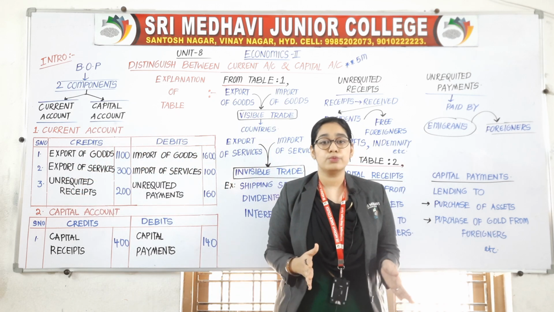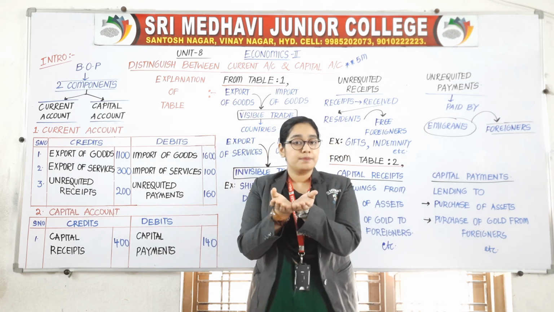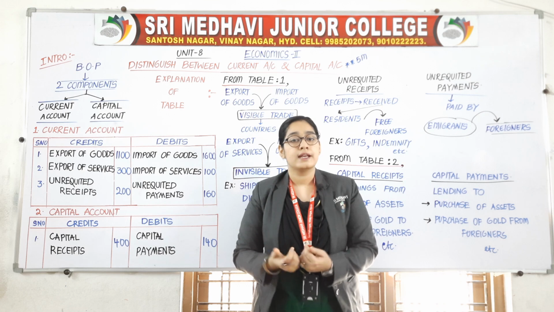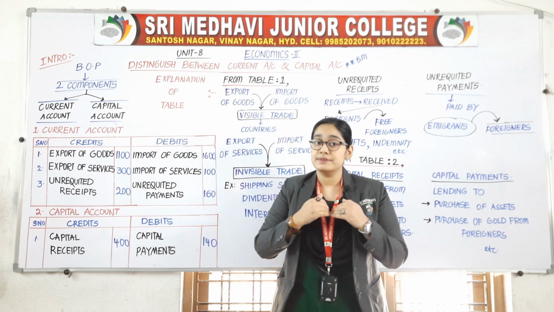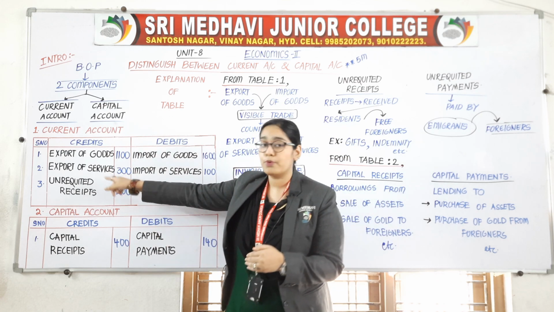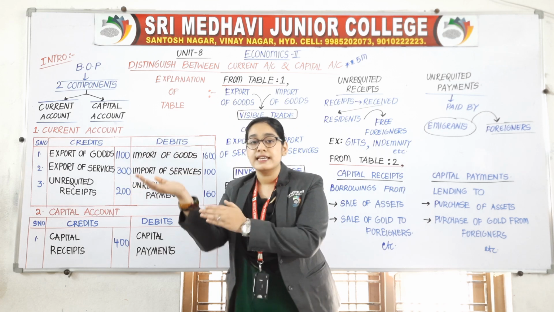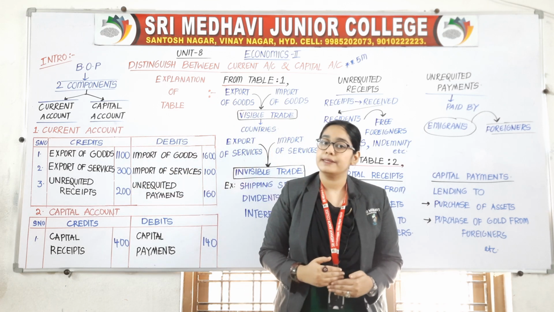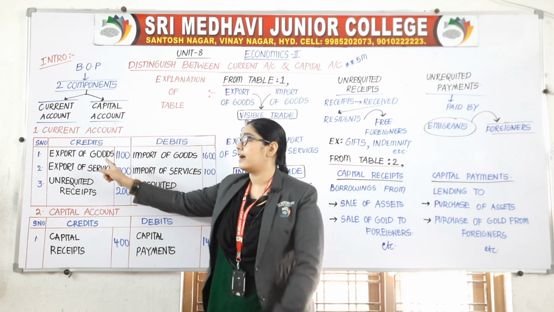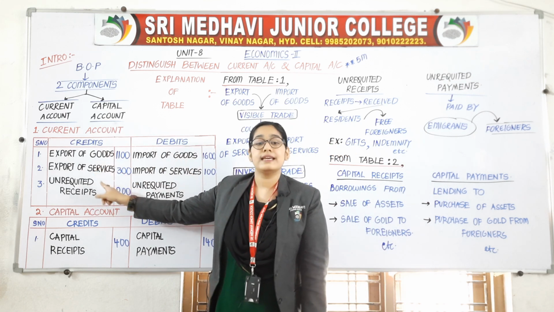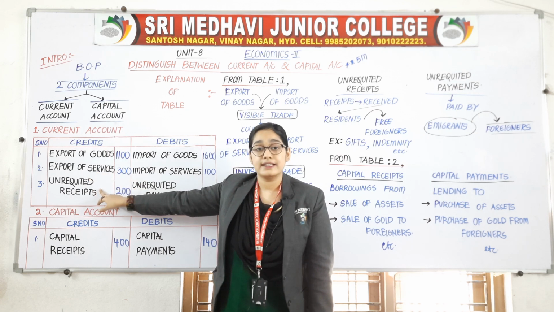Under credits, what do we have? Credit means, what is the third rule? Credit means all incomes and gains. Is it right? So when will we get incomes? When we export our goods, when we sell our goods to other countries, in return we get money. That is income to us. So on the credit side we have export of goods, export of services and unrequited receipts.